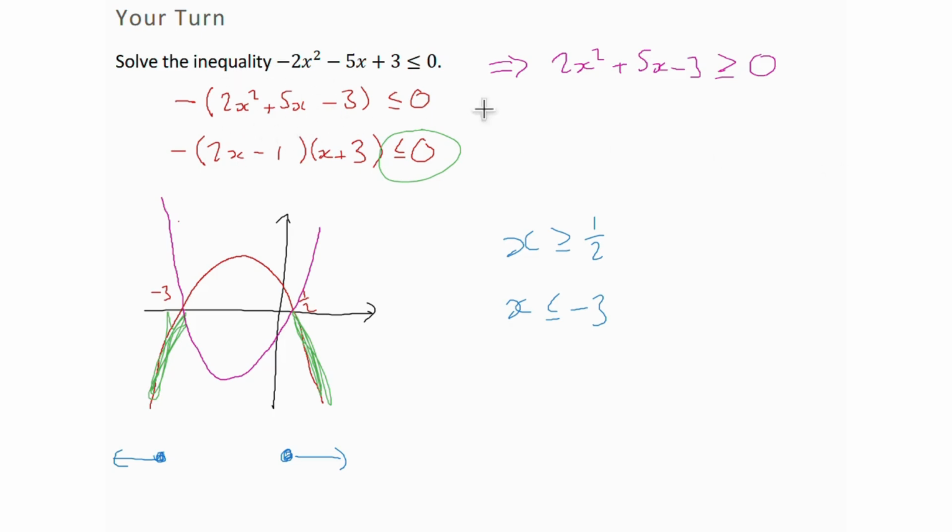So you always have a choice on how to approach these. Either factorize it as a negative or make it positive and deal with the positive one. But just always be careful, don't overgeneralize into what the solutions will be. Just because it's less than 0 doesn't mean that it's going to be the bit in between. You have to think about the different cases that could occur here.